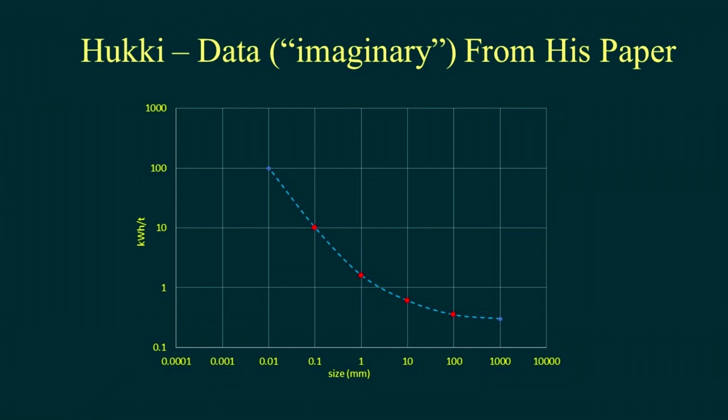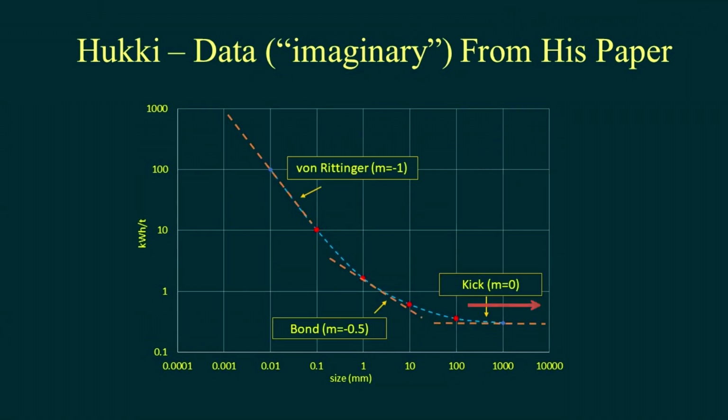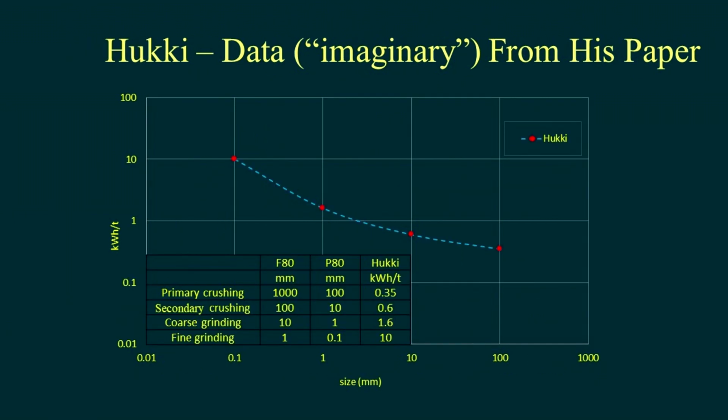And then he extrapolates and he makes that go further that way and that go further that way. But to make it clearer, that's basically what Hooky said. There's our von Rittinger line, there's our Bond line, and there's our Kick line. His imaginary data are as follows. And what he did, he divided up comminution into four size fractions. 1,000 millimetres, 1 metre, down to 100 millimetres is primary crushing. And he said primary crushing takes 0.35 kilowatt-hours per tonne.